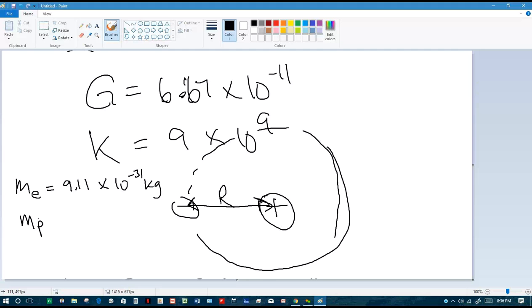There it is. 1.67 times 10 to the minus 27. So I'll write that down. 1.67 times 10 to the minus 27. So those you would have needed to look up, but I was getting to you.